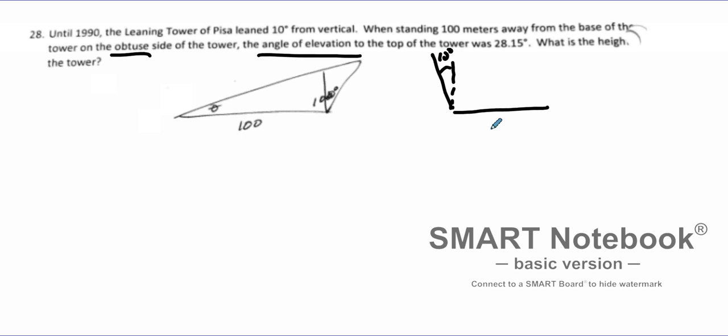So there's the Pisa. We have 100 meters away. You have the base of the tower, and you have an angle of elevation going up that way. This angle right there is 28.15 degrees. This angle is going to be 100 degrees. What we want to figure out is what this height is.